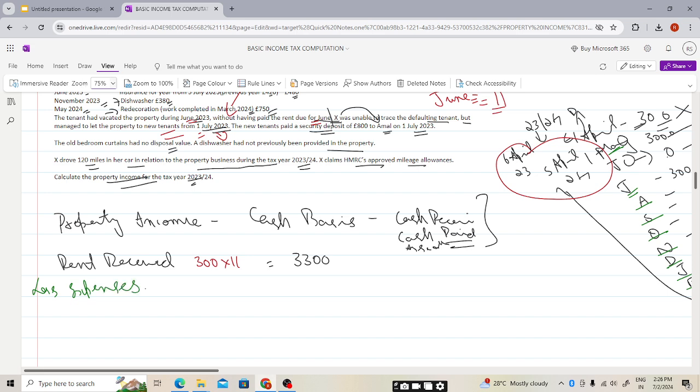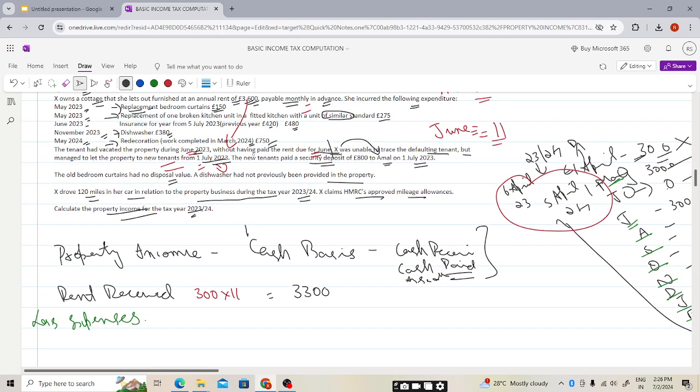Less the expenses. What are the expenses now? We'll be studying each one by one. First expenditure she incurred is May 2023, replacement bedroom curtain. Okay, they are replacing it. So residential property, it is not an FHL and it is not a rent a room relief. So replacement relief will be available and they are replacing it with the same. So less expenditure for replacement curtains. Curtains we can reduce because relief is available.